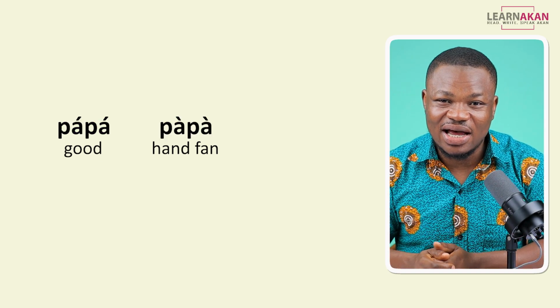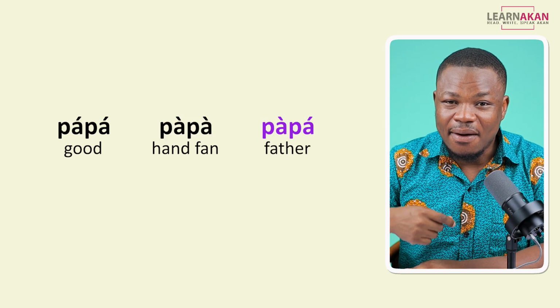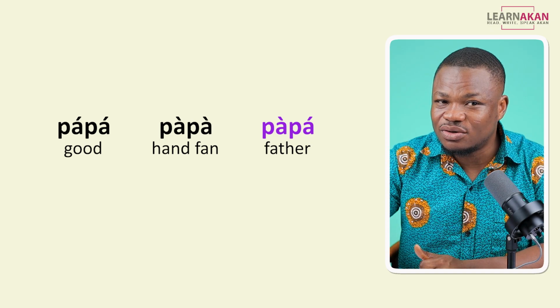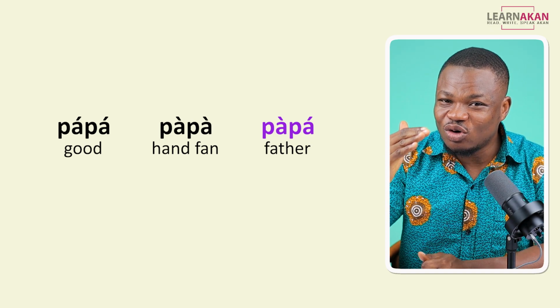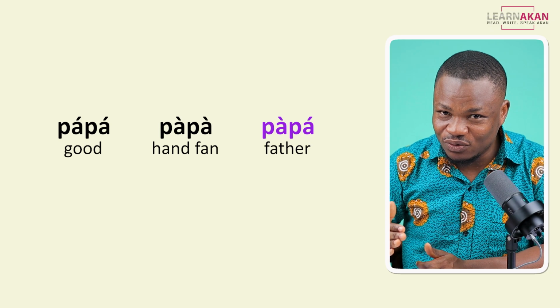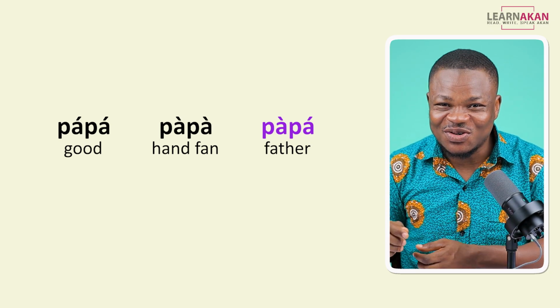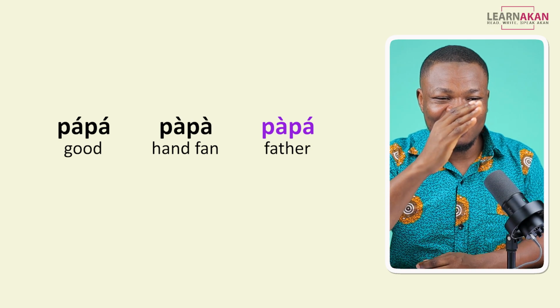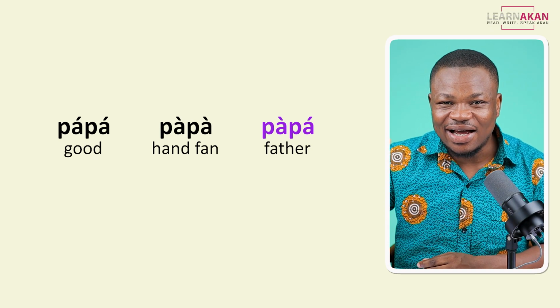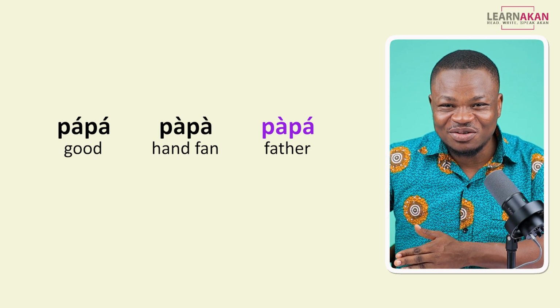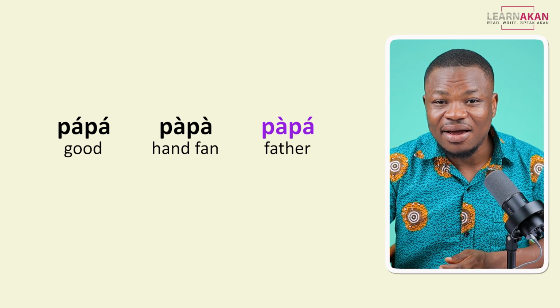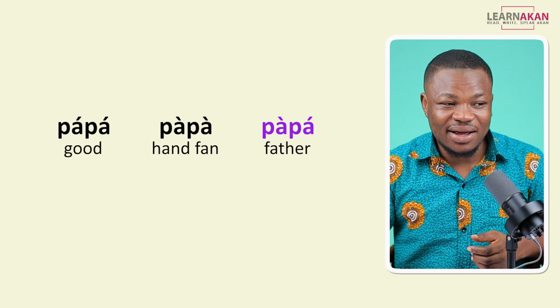For the last one, we had papa, pa, pa. So as you can hear, the tone on the first syllable is low, and then the tone on the last syllable is high. So I have the low tone marker on the first syllable, and then the high tone marker on the second syllable. So I say papa, papa, okay, papa, and that is father.